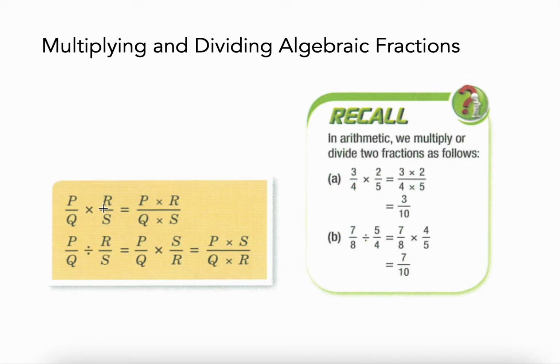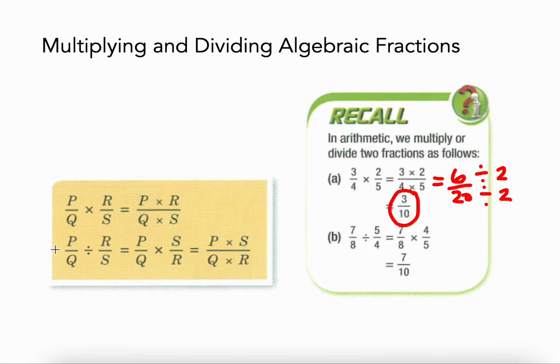So p over q times r over s is just p times r for your numerators, divided by q times s for your denominators. Using an example here, 3/4 times 2/5, you just multiply across, 3 times 2 on top, 4 times 5 on the bottom. You get 6/20, and then you can divide top and bottom by 2 to get 3/10.